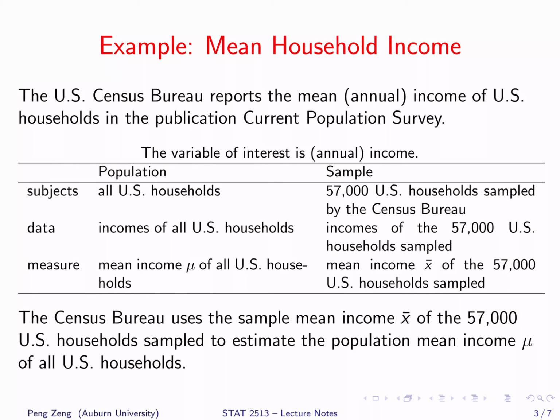We can calculate the sample mean of the income from the sample of 57,000 households. If the sample is well chosen and representative, the sample mean should be very close to the unknown population mean of income. This is essentially how statistics work.